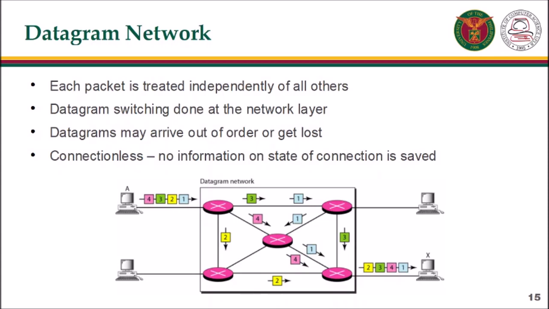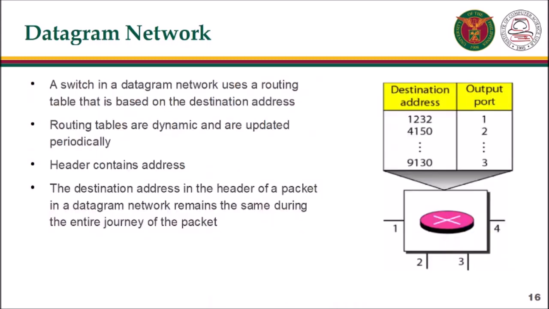Datagram switching is normally done at the network layer. Datagrams may arrive out of order or get lost. It is connectionless. No information on the state of the connection is saved. There are no setup or teardown phases. Each packet is treated the same by a switch regardless of its source or destination.